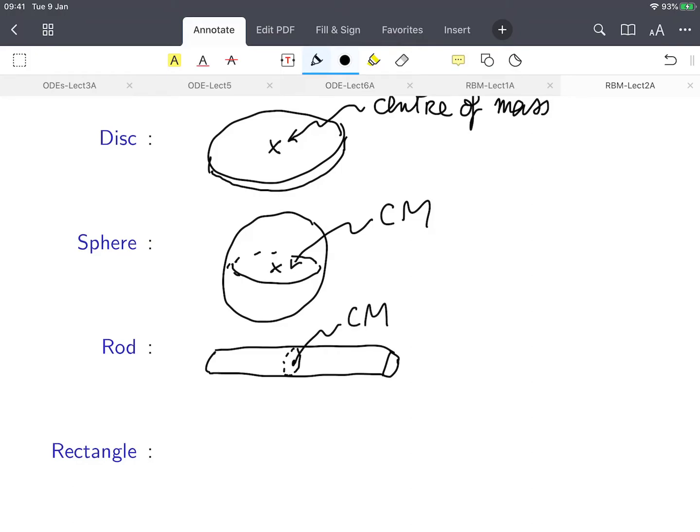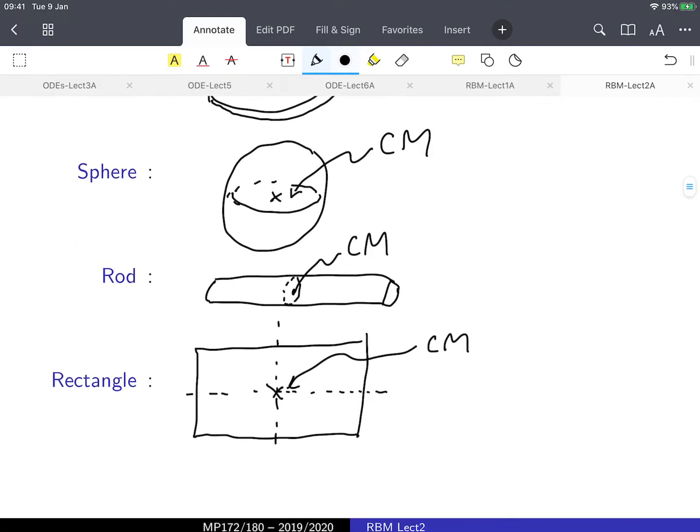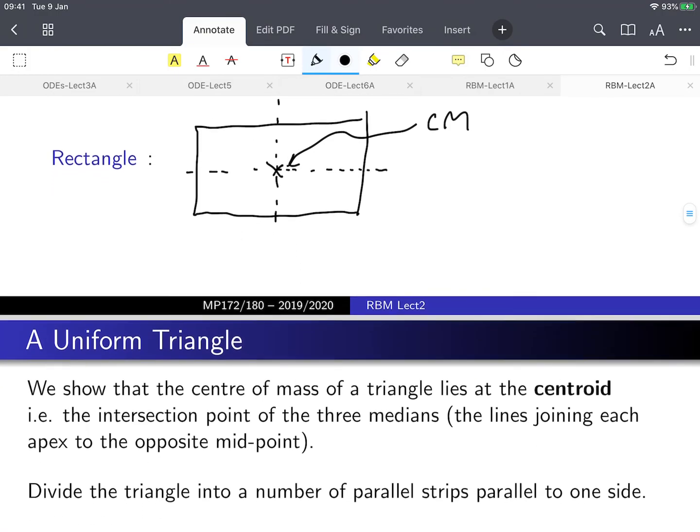If you have a square, if you have a rectangle, you're going to have an axis of symmetry here, another one here. So since the center of mass has to be on the axes of symmetry, on both, it's going to be at the intersection of those two axes, and so on and so forth. The more symmetry there is, the easier it is.